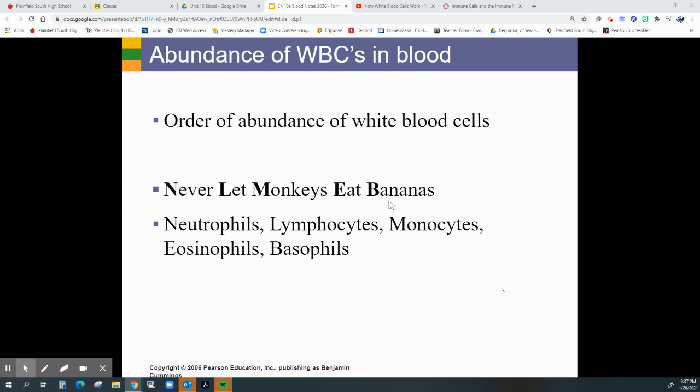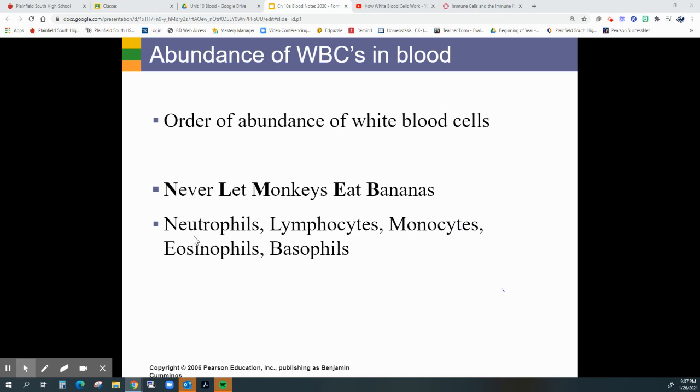So there's a little mnemonic that we use for this called "Never let monkeys eat bananas." It tells you the number of cells based on how much we should see them in a sample of blood. So again, your neutrophils should be the most abundant. Lymphocytes would be next, all right? But that makes sense. These guys are both fighting off kind of infections. Monocytes are next in line. Those are our large white blood cells.